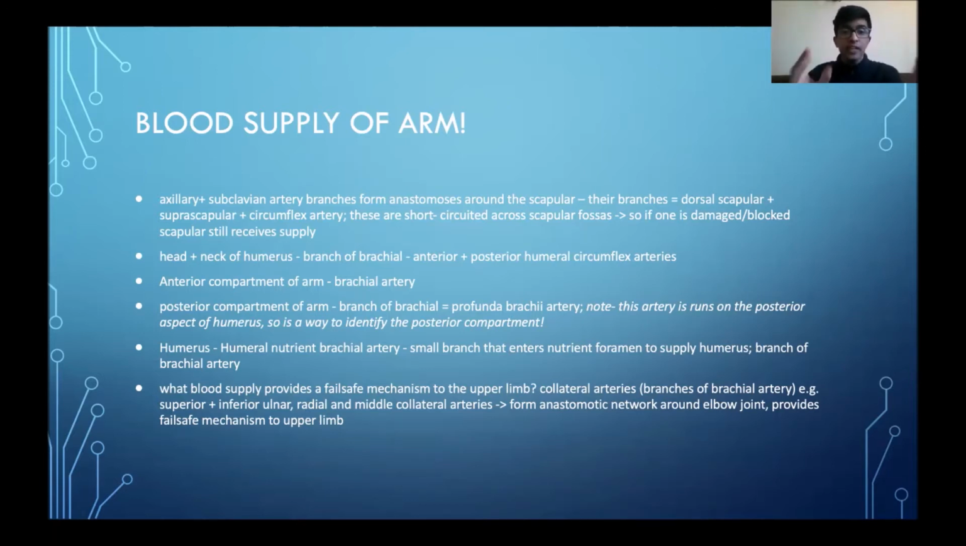So head and neck of humerus, circumflex arteries, anterior and posterior. Anterior compartment of the arm, brachial. Posterior, profunda brachii. The humerus itself is the humeral nutrient artery of the brachial artery. That's the whole blood supply of the arm in those few bullet points.